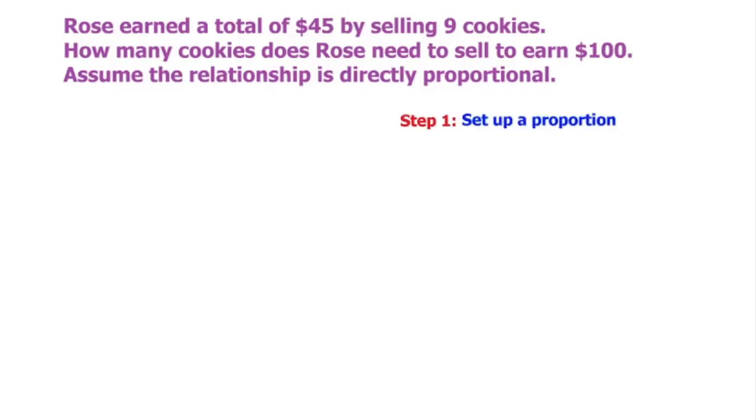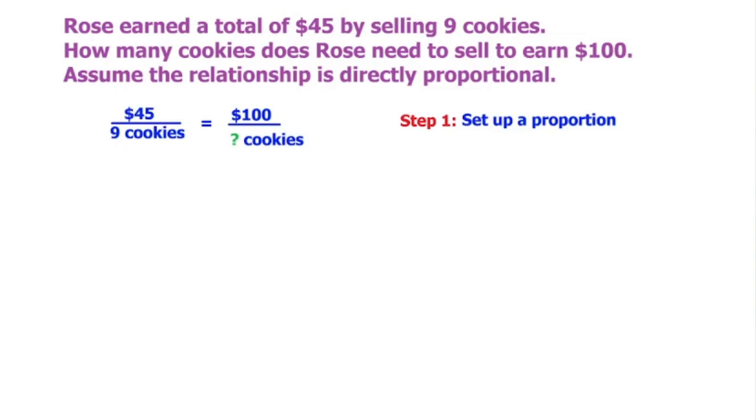So the first step, and there's a few steps, so stick around for all the steps, set up a proportion. So we know that if we make 9 cookies, we get $45. So we need to figure out how many cookies we have to make to sell $100 worth. So the proportion would look like this: $45 over 9 cookies equals $100 over question mark cookies. Okay, we don't know how many cookies we'd have to make. We're trying to figure that out.